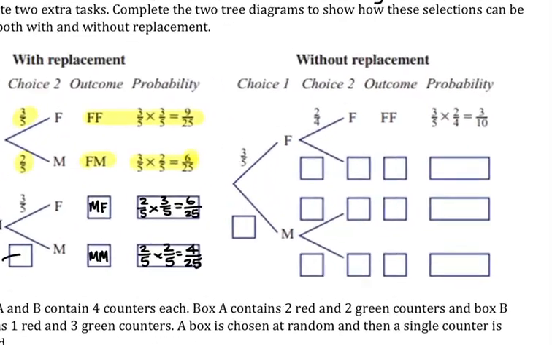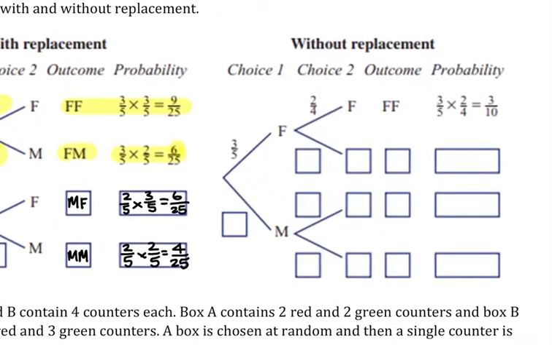So then for our tree without replacement, I'm just going to zoom in to make it easier for you to see. So for choice 1, we either have female or males. So we know that our males, there is 2 out of 5 of those that we have at the moment. So then from our females, we can either have, for choice 2, females or males.